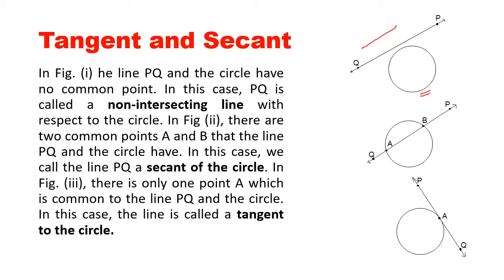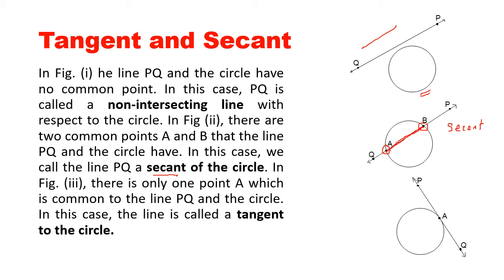Here you can see the line PQ intersects the circle in 2 points, points A and B. Now when a line intersects the circle in 2 points, this line is called the secant of the circle. So remember, when the line intersects the circle in 2 points, it is called the secant. We can see PQ is the secant, but AB is the chord. You can see AB is the chord, while the whole line PQ is the secant.